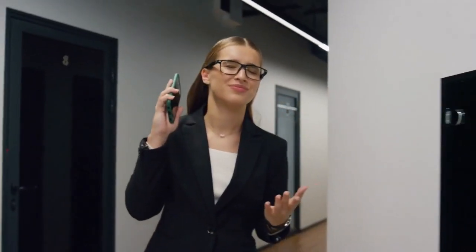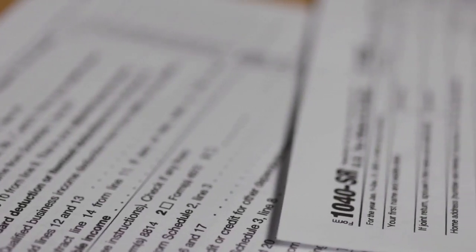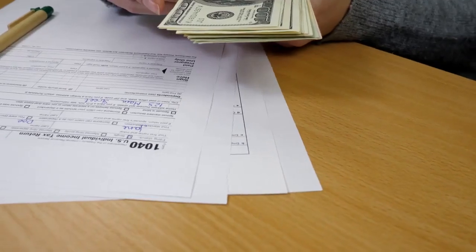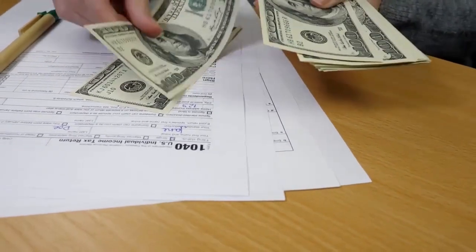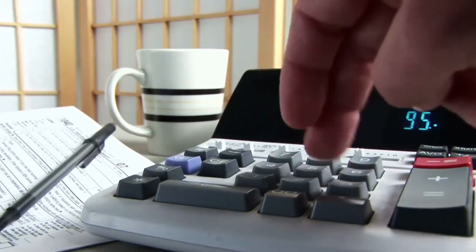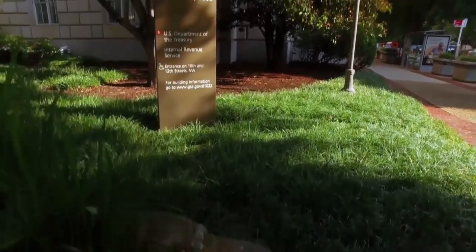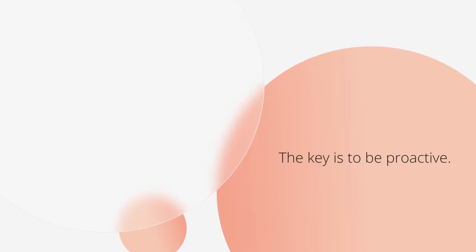Now, let's address the tough part. If your pay stubs confirm that $0 were actually withheld all year, you are on the hook for your entire tax liability when you file. This will result in a large tax bill. If you can't pay it all at once, look into setting up a payment plan with the IRS. The key is to be proactive.